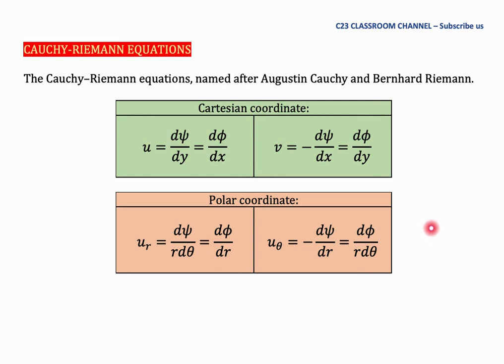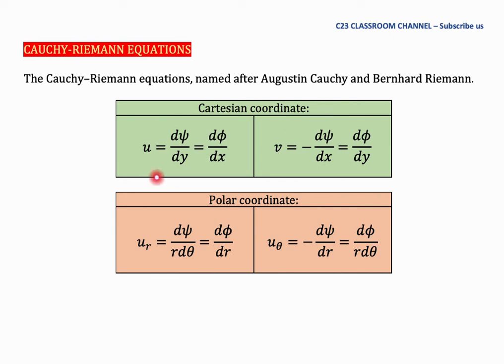And this is the very important part. So we call it the Cauchy-Riemann equations. The Cauchy-Riemann equations are named after Augustin Cauchy and Bernhard Riemann. So it is actually the compilation of all equations that we get from the relationship between u and psi and u and phi, and also v and psi and v and phi. So it can be concluded as this table.